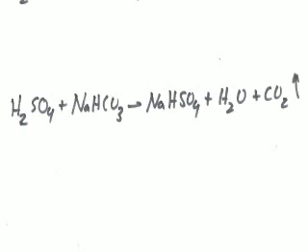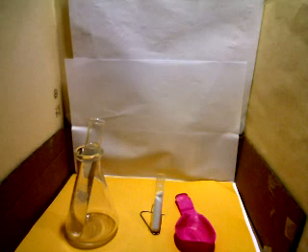Let's consider a nice simple reaction. For example, sulfuric acid with sodium hydrogen carbonate. When you combine sulfuric acid with sodium hydrogen carbonate, you get sodium hydrogen sulfate, you produce water and carbon dioxide. The important thing is the carbon dioxide comes off as a gas. What we have here is a test tube with 25 milliliters of 2 molar sulfuric acid, a small test tube which includes 1 cubic centimeter of sodium hydrogen carbonate, and an empty balloon. The balloon has no air in it.